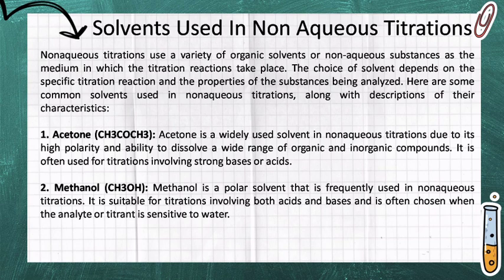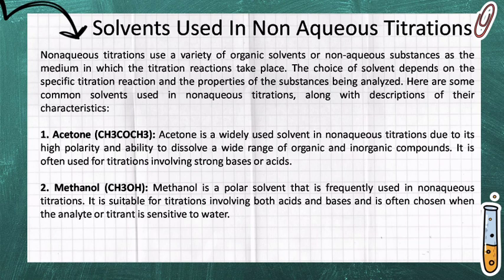Non-aqueous titrations use a variety of organic solvents or non-aqueous substances as the medium in which the titration reactions take place. The choice of solvent depends on the specific titration reaction and the properties of the substances being analyzed. Here are some common solvents used in non-aqueous titrations, along with descriptions of their characteristics. First, acetone, CH3COCH3. Acetone is a widely used solvent in non-aqueous titrations due to its high polarity and ability to dissolve a wide range of organic and inorganic compounds. It is often used for titrations involving strong bases or acids.